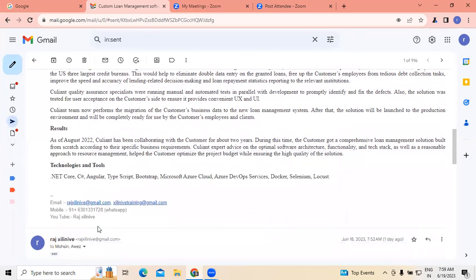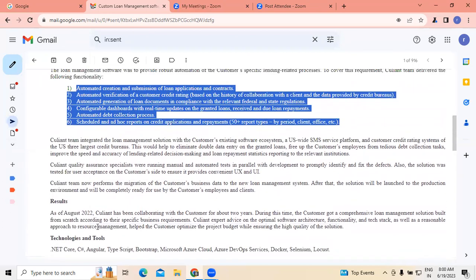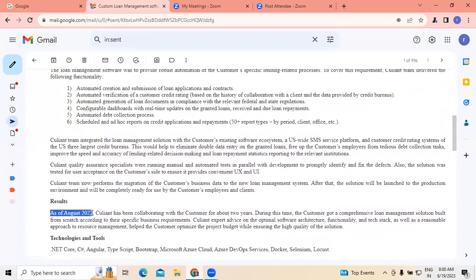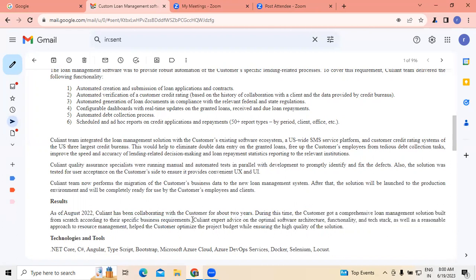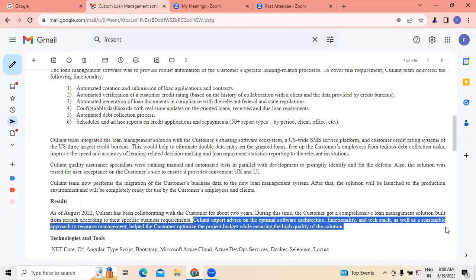Now, what was the result at the end of the day? The result here is that in 2022, Qlint had been collaborating with customers for about 2 years. During this time, the customer got a comprehensive loan management solution built from scratch according to the specific business requirements. The Qlint people, who are the solution providers, advised on the optimal software architecture, functionality and technical stack, as well as a reasonable approach to resource management, which helped in optimizing the customer's project budget, ensuring high quality of the solutions.